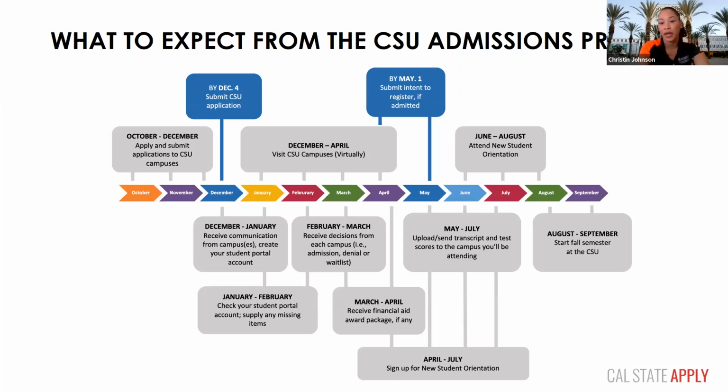Then May through July is when you would send in any final transcripts to the school, including test scores or anything like that. And August through September, that's when you'll go ahead and start at the campus. We wanted to provide you this overview because, like I said, applying is just the first step. Please be aware there are lots of additional steps after you submit your application.